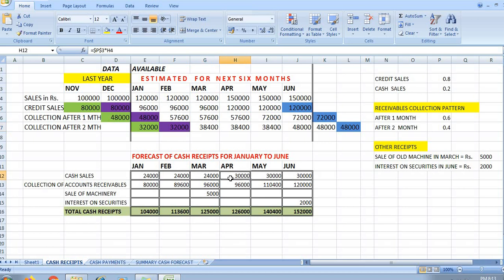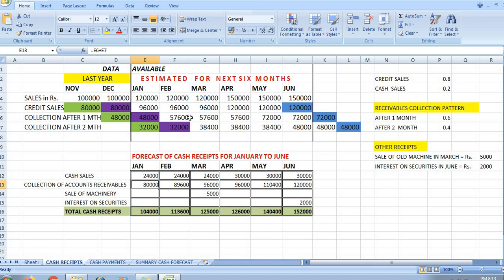So first we put in the cash sales. Then we will have to put in the collection of accounts receivable. Look at January. You have two figures out here. One is this 48,000, that is from your November sales. And then you have 32,000 which is coming from your December sales. So if you add these two up, you get 80,000. So this 80,000 is accounts receivable collected in January.